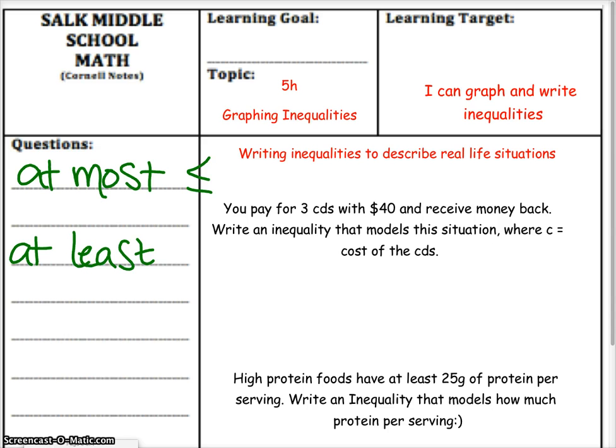At least: you have to be at least 48 inches tall to ride a roller coaster. Does that mean you have to be bigger than 48 inches or smaller than? Bigger, right? So you want to say bigger than. Can you equal 48 inches? Yeah, greater than or equal. So those are the 2 real life applications.